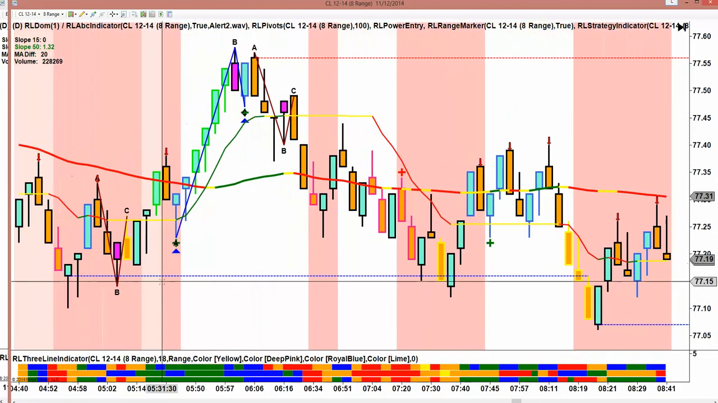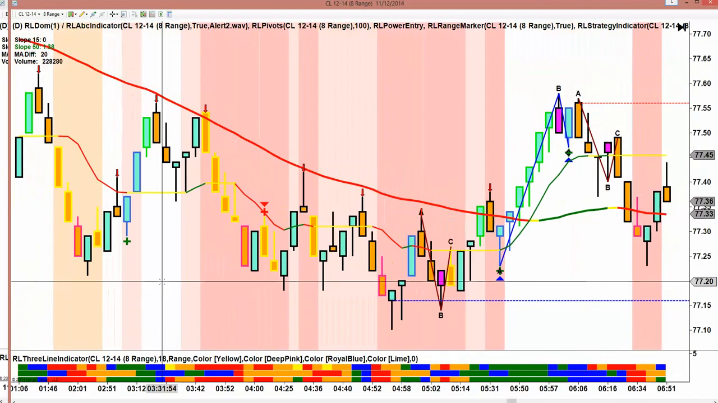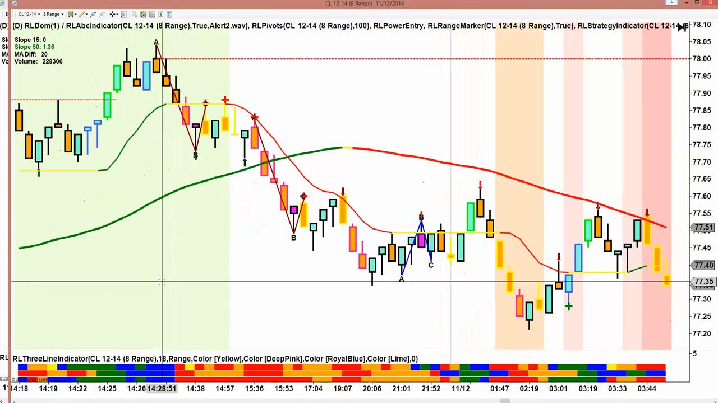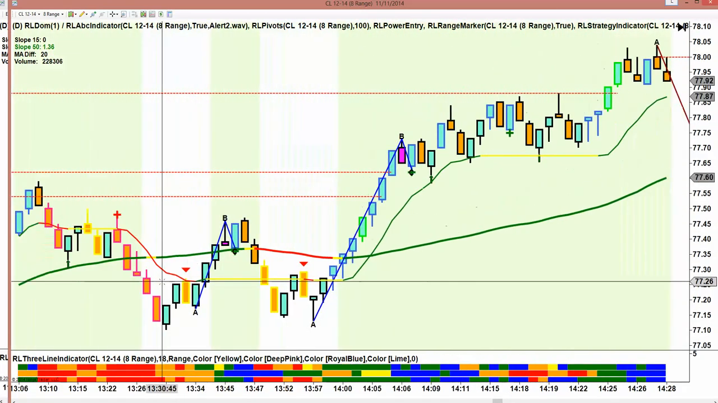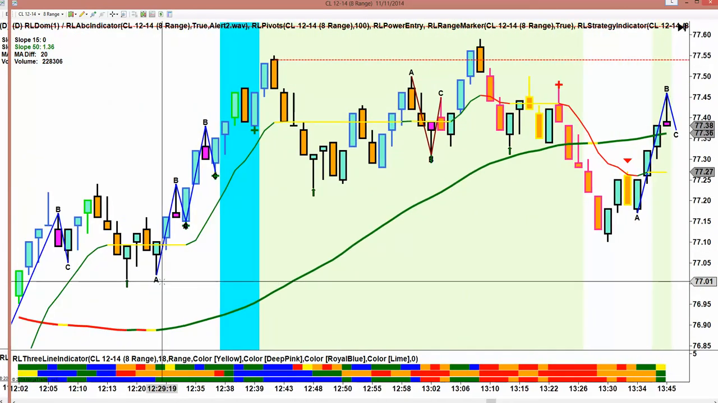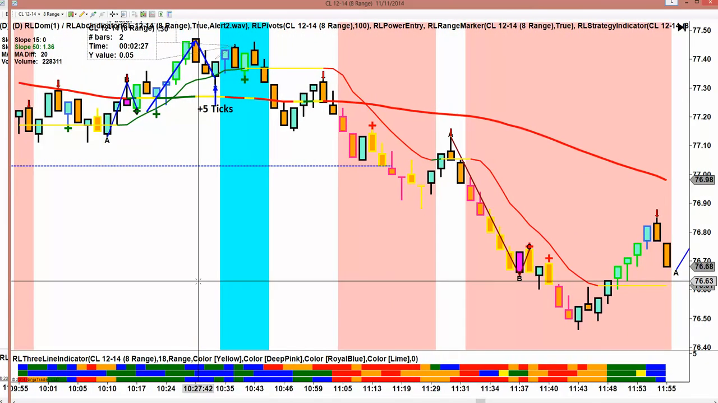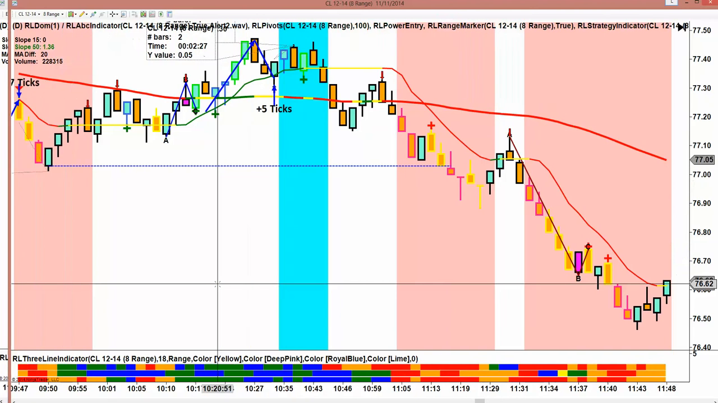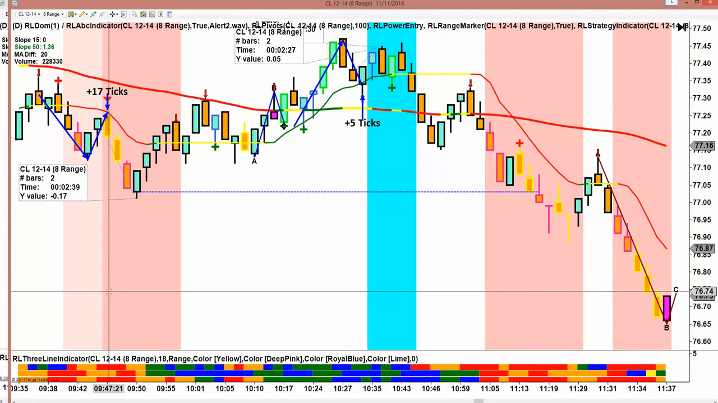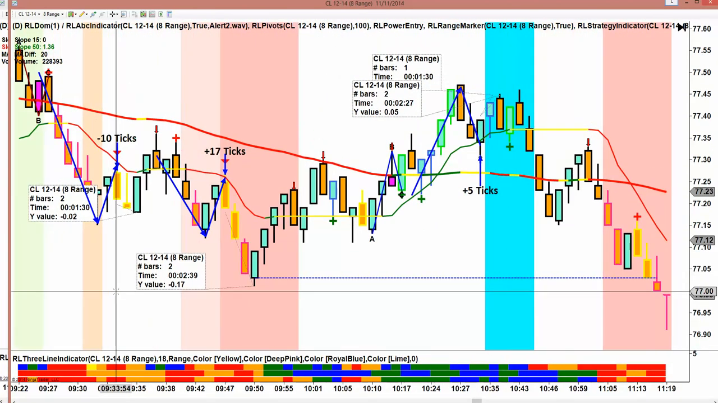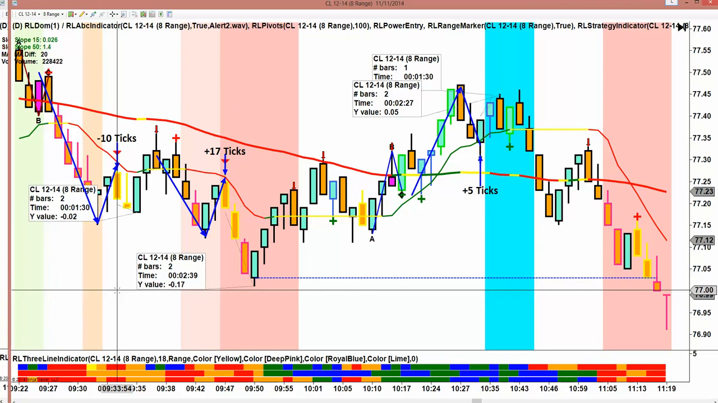Remember, I didn't have the bias indicator when I took these trades. So this retrospective look at the trades really shows you how helpful it is. Now there was a 5-tick trade I took without bias. I just made it. 17 ticks with bias. Another loser without bias. So you can see that out of all the losers I took, and this is a tough week, we eked out a profit, but not by much.